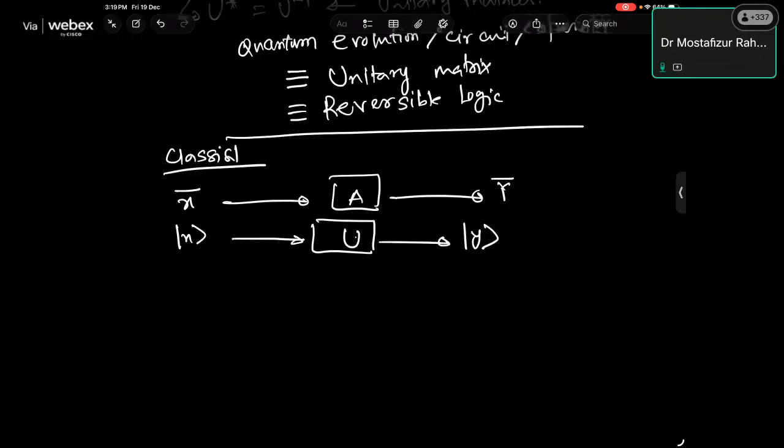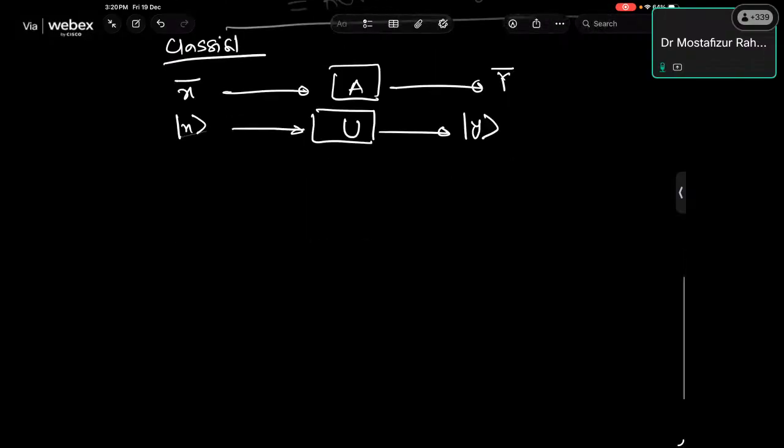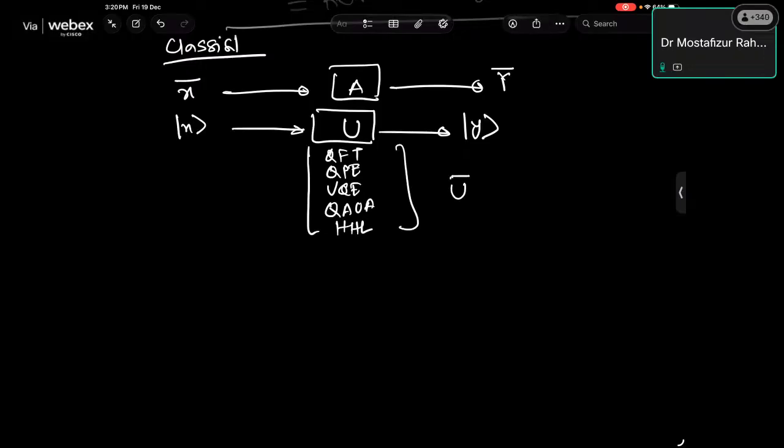But how do you design this U, because this U is special, it's a unitary matrix. In an engineering system it can be any matrix, but for a quantum circuit it should be a unitary matrix, because it must obey the quantum postulates, whether for states, evolution, or measurement. And overall, whether it's a quantum Fourier transform circuit, a quantum phase estimation circuit, a variational quantum eigensolver, QAOA, or HHL, whatever quantum algorithm it is, your goal is to design that U matrix.